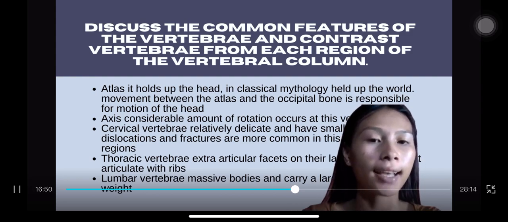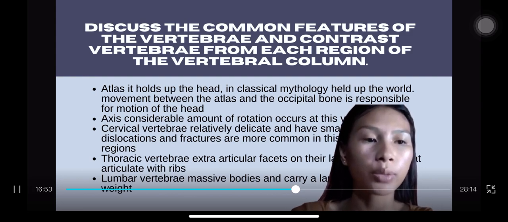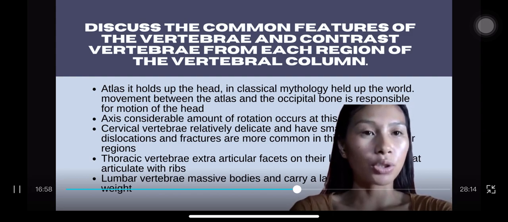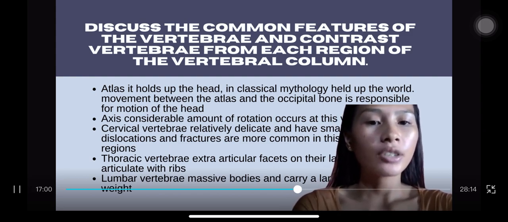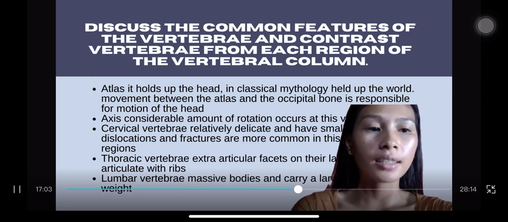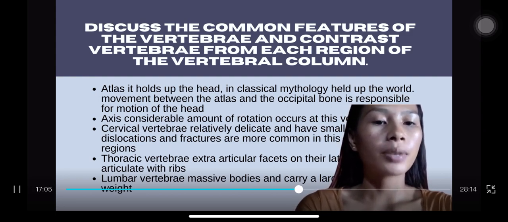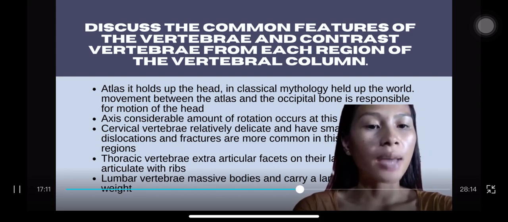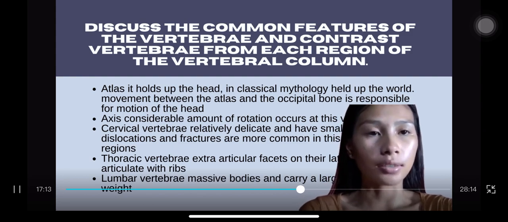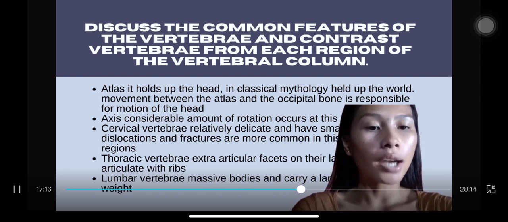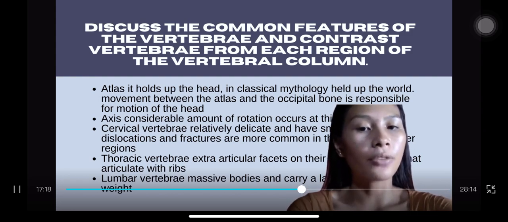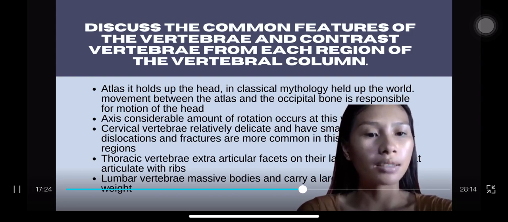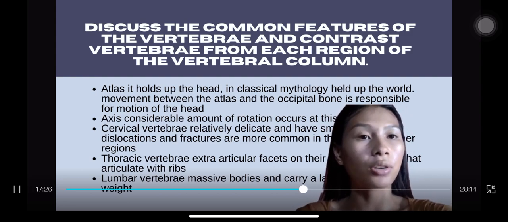Discuss to you the common features of the vertebrae and contrast vertebrae from each region of the vertebral column. Atlas: it holds up the head; movement between the atlas and the occipital bone is responsible for motion of the head. And axis: considerable rotation occurs at this vertebra. Cervical vertebrae are relatively delicate and have small bodies; dislocations and fractures are more common in this area than other regions. Thoracic vertebrae have extra articular facets on their lateral surface that articulate with ribs. Lumbar vertebrae have massive bodies and carry a large amount of weight.